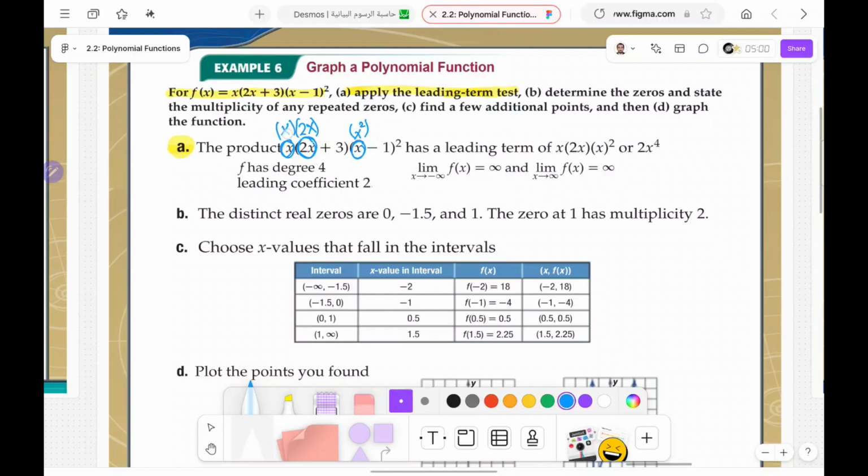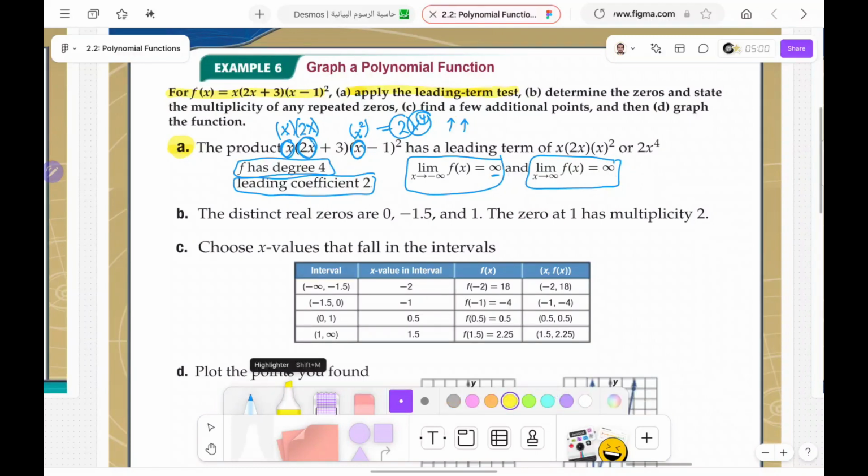As you can see here, x times x squared is equal to what? x to the power of 4, and don't forget the 2. So now we can say the degree is 4 and the leading coefficient is 2. Because the power is even, it starts up and ends up. So the limit as x approaches negative infinity is positive infinity, and the limit as x approaches positive infinity of f of x is positive infinity, because it also ends up.